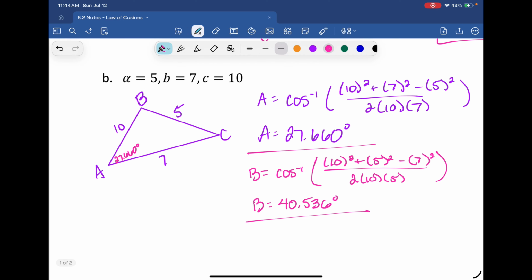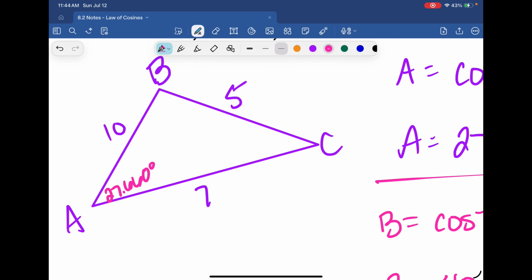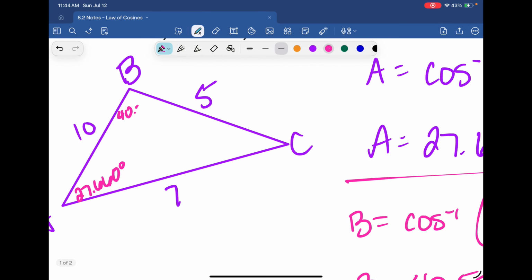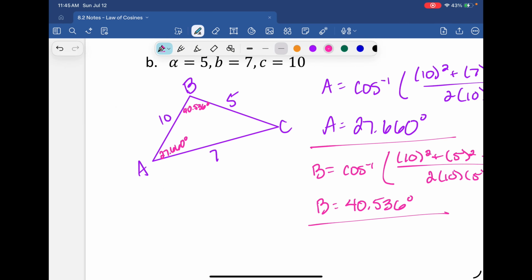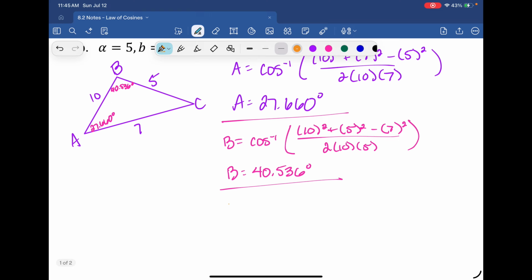At this point, you know 2 of the 3 angles of a triangle. I'm going to find the third by subtracting from 180.